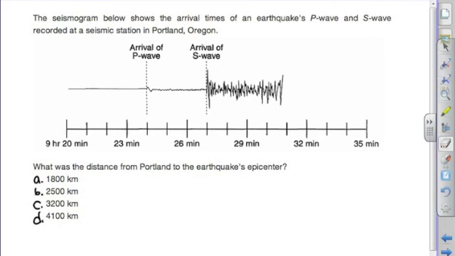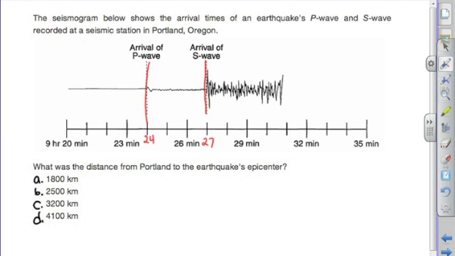Here we go. Ready? The seismogram below shows the arrival times of an earthquake's P wave and S wave recorded at a seismic station in Portland, Oregon. They're telling me that the arrival of the P wave is here at, let's see, 23, 26, this would be 24 minutes, and the arrival of the S wave is here at what seems to be 27 minutes. What was the distance from Portland to the earthquake's epicenter?